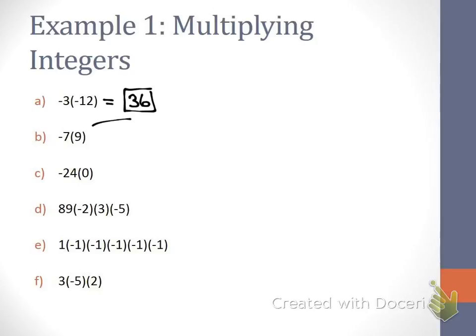All right? Now let's look at the second one. Negative 7 times 9. Well, what's 7 times 9? 63. And how many negatives do I have? 1. So my answer is negative, because 1 is odd. Odd number of negatives is a negative answer. Any number, whether positive or negative, times 0 is just 0.